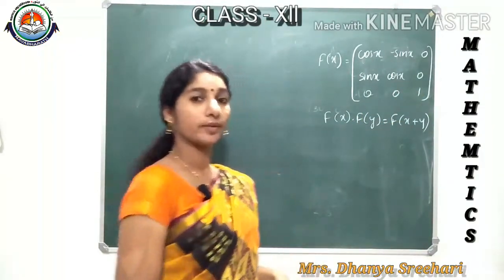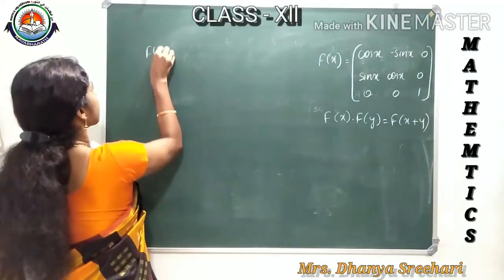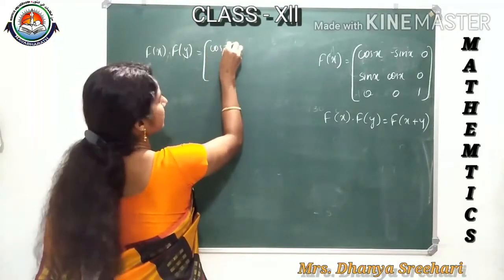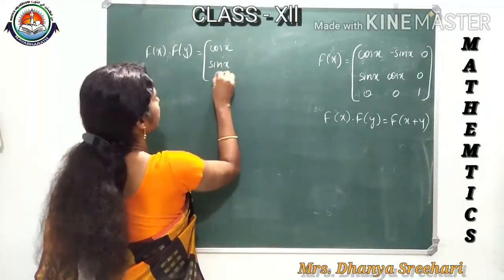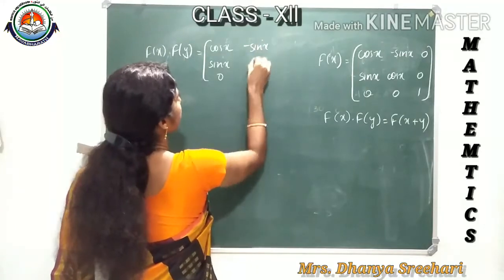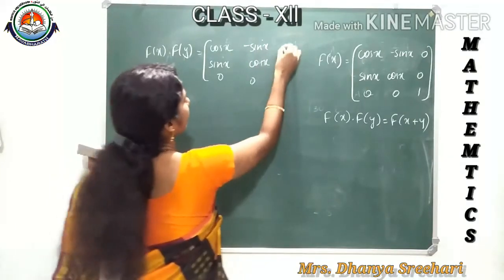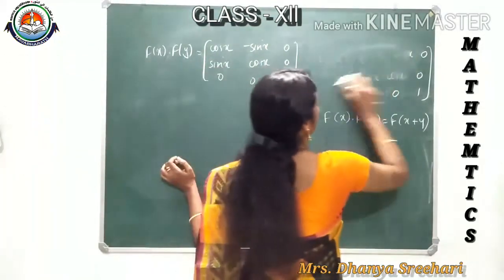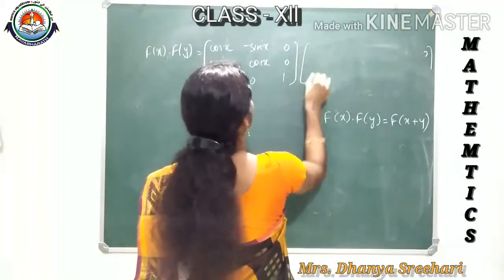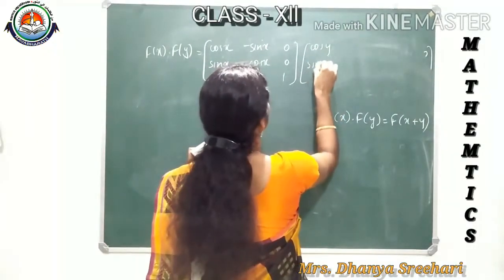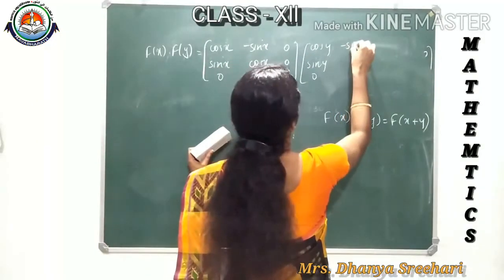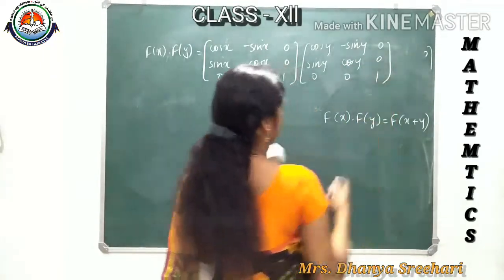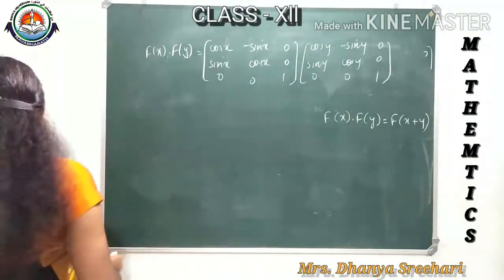So first we can do the multiplication, f of x into f of y. F of x is cos x, sin x, 0, minus sin x, cos x, 0, 0, 0, 1. And what is f of y? F of y means cos y, sin y, 0, minus sin y, cos y, 0, 0, 0, 1. Okay, we need to do the multiplication.